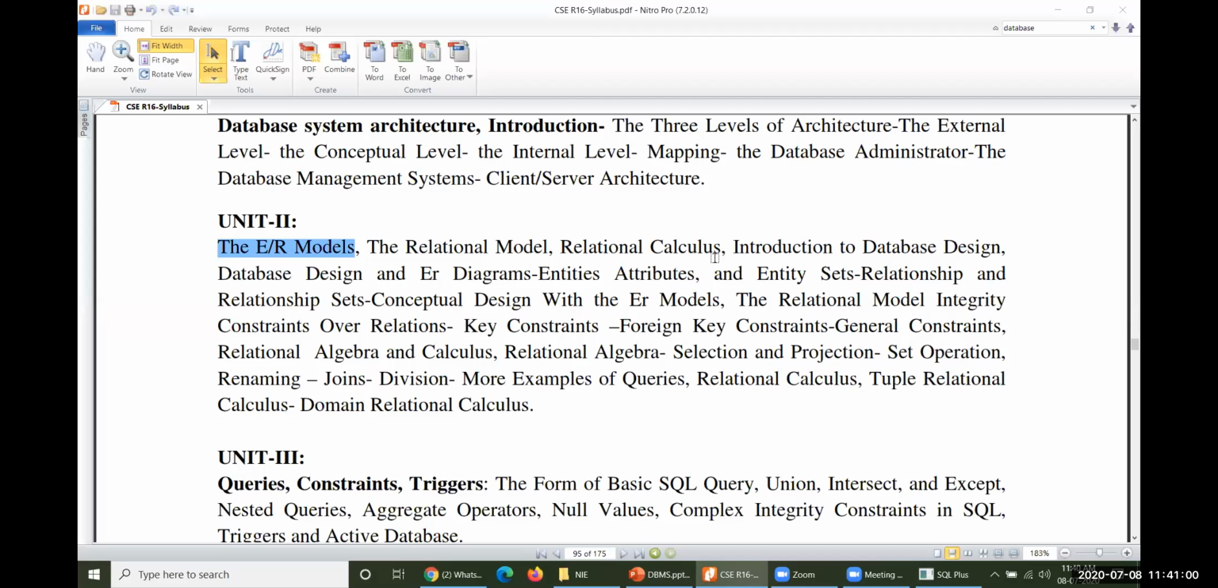How many kinds of entity relationship models are available here? What are the components of those models? Here you have unit number 2. Already we have discussed almost 60 to 70% of unit number 2, and in unit number 3 also we have discussed many issues here. However, let me introduce these things here.